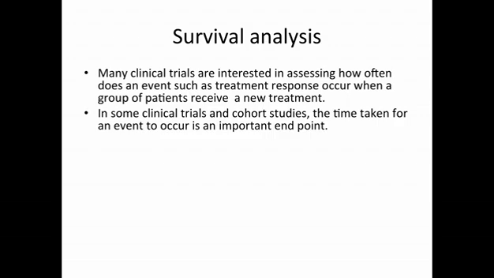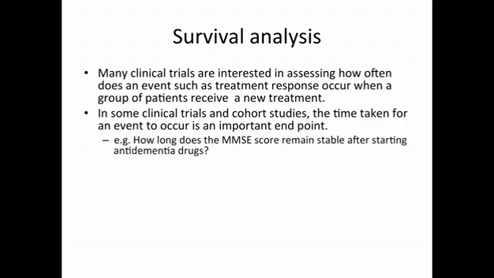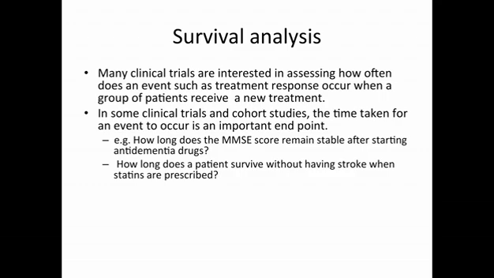In some clinical trials and cohort studies, the time taken for an event to occur is a more important endpoint than the differences in the frequency of occurrences of the event. For example, how long does the MMSE score remain stable after starting anti-dementia drugs? How long does a patient survive without having a stroke when statins are prescribed? How long does a patient with depression remain free of a relapse when he is given antidepressants, etc.?